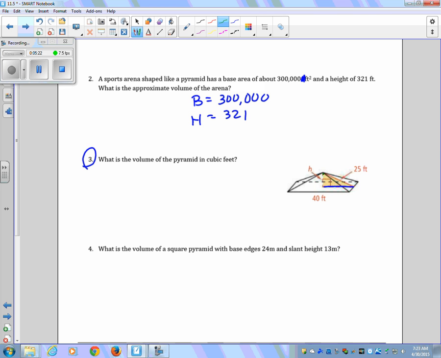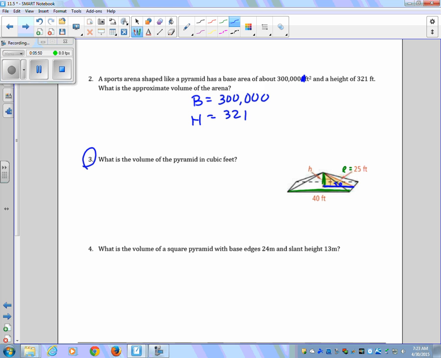Number 3, the volume of the pyramid, they're going to make us work to find the height here. Okay, so they tell us the slant height is 25. They tell us that it's a pyramid with a side of 40. So the apothem here would be half of that, which is 20. Remember, it's half of it only when it's a rectangle or a square base. If it's a hexagon or whatever, we have to find the apothem in a more complicated way.